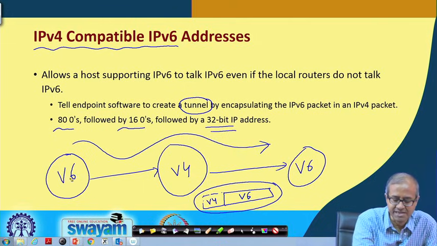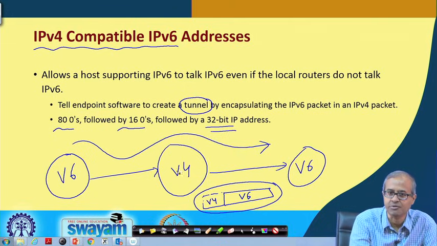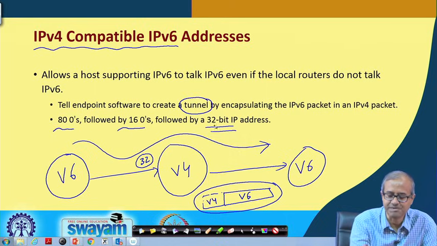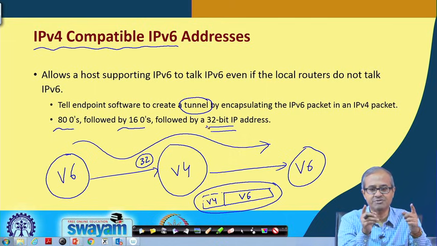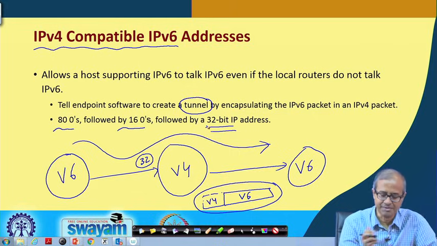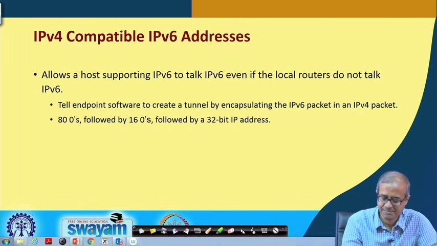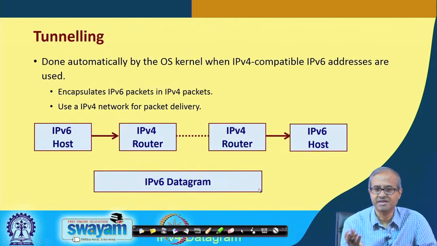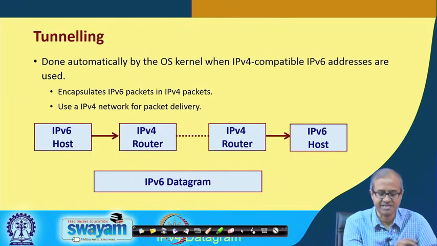That means, when you are sending this packet to this intermediate router, it is a version 4 network, which means it will have a 32-bit address, right? So, that address you specify like this: 96 zeros followed by the 32-bit address. Okay. So, this is what tunneling is all about, which was used in the previous case.